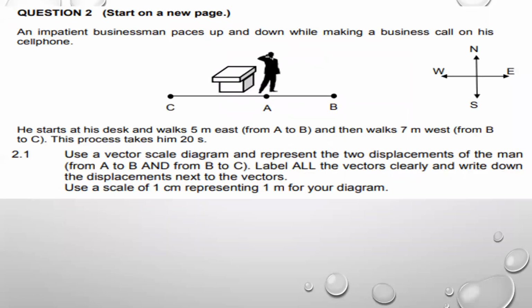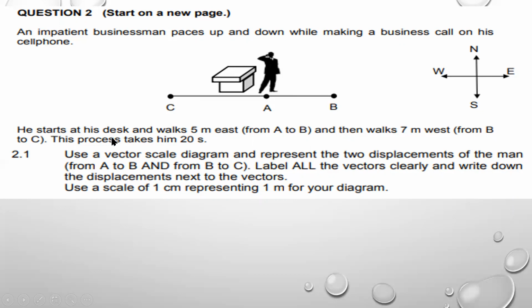Let's continue with question 2. This question is about vector and scalar, calculating vector quantities and scalar quantities. Let's see what they ask. He starts at his desk and walks 5 meters east from A to B, and then walks 7 meters west from B to C. Between A and B is 5 meters, and between B and C is 7 meters.